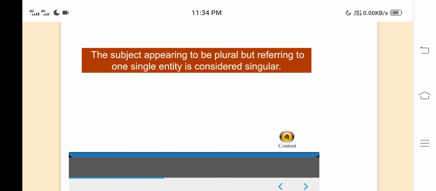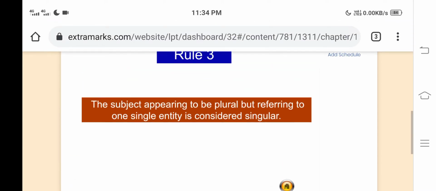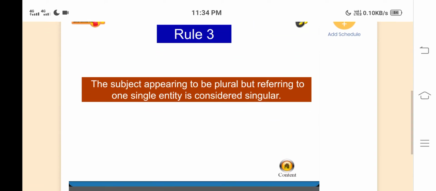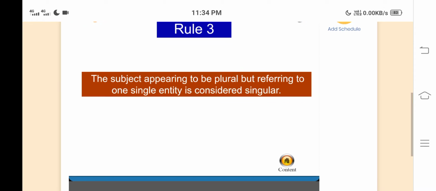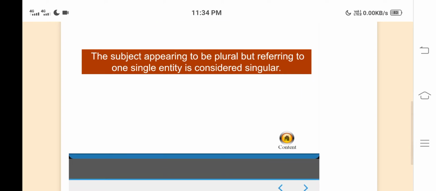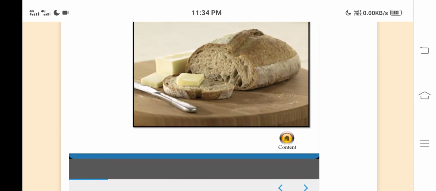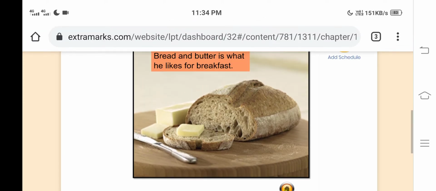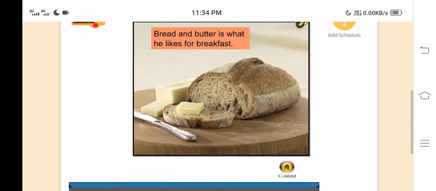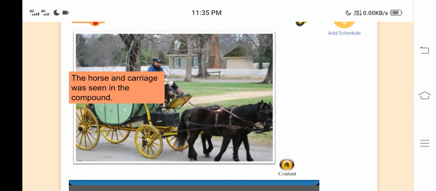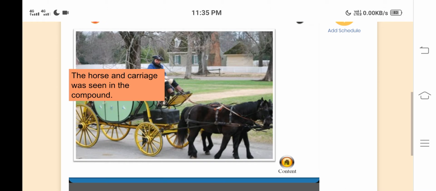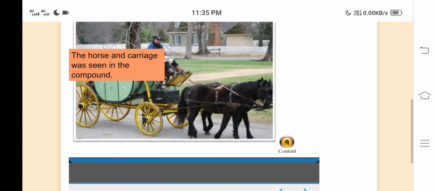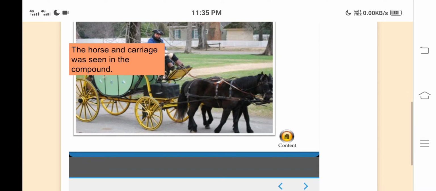Rule 3. Sometimes the subject appears to be plural because of the use of and, but it refers to one single object or person. In such a case, the subject is considered singular. For example, bread and butter. In bread and butter is what he likes for breakfast. And the horse and carriage. In the horse and carriage was seen in the compound are singular as they refer to a single object.